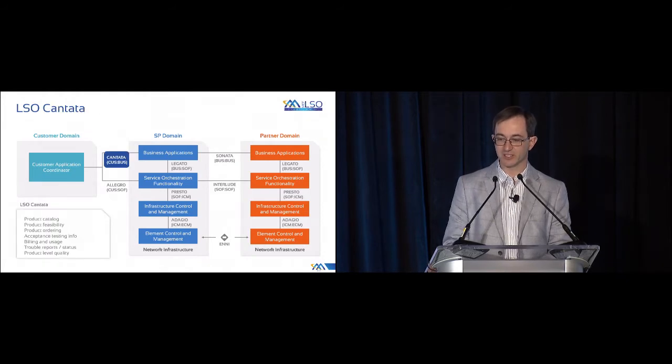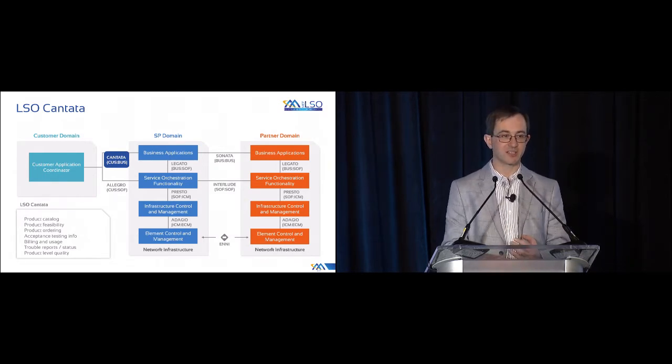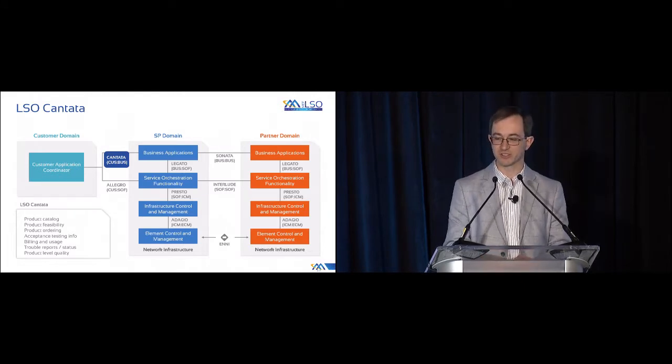So start off with Cantata. This is the customer, the end user interacting with the business layer. So it's things like product catalog, product feasibility. Do you offer a service that's what I want? Okay, you do. Can I order it? If I can order it, then we do service activation testing. I need to report the result of that. Did I manage to provision the service you asked for? And then, tracking usage, billing for it, dealing with trouble reports and the status of those, and product level quality. So is the service performing as it should?